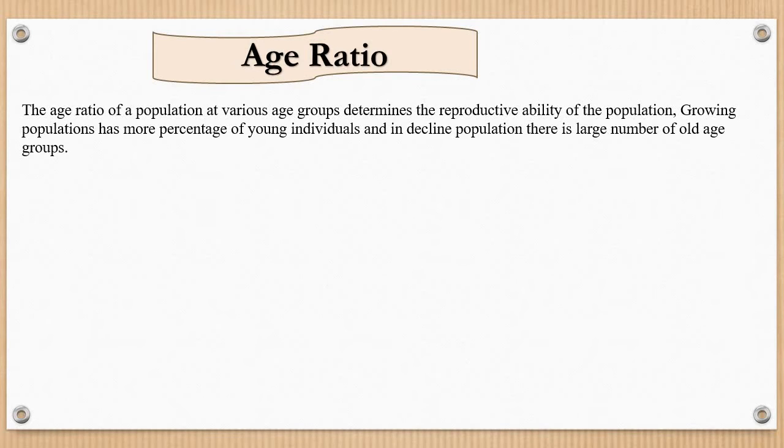So what is a declining population? A declining population is the population in which the old age group is more. Whereas a growing population is the population in which what? Young individuals are more. Very good.